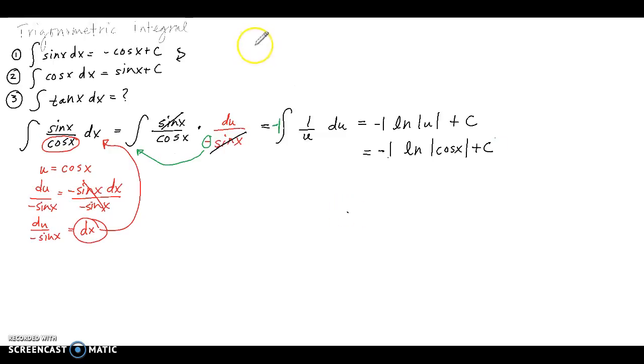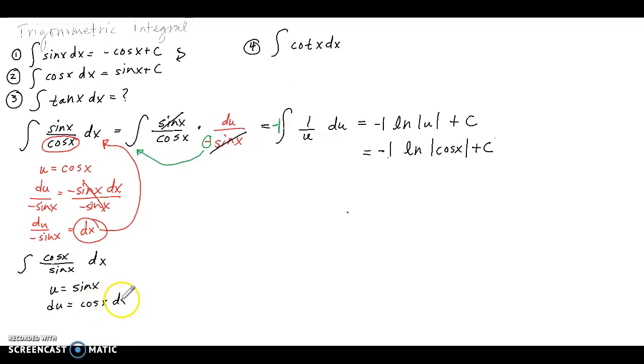Okay, next one that we're going to be investigating is the integral of cotangent x dx. This will be similar to the integration for tangent. We'll break it up the same way. We'll break it in terms of sine and cosine. So now we're going to have cosine x over sine x dx. Our u is now going to be equal to our new denominator, which is sine x. So du equals cosine x dx.